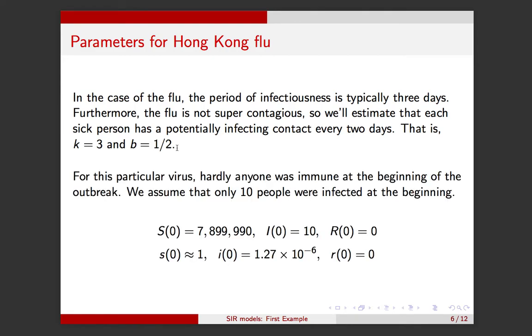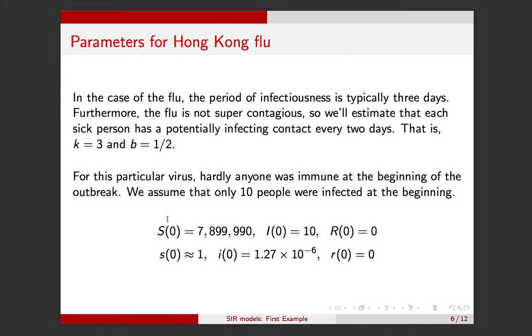For this particular virus, as I said, nobody was immune. We'll assume that there were 10 people infected initially. You could assume any small amount you want, and it's not really going to change the behavior of the model in any significant way. So you could put a 1 right here if you wanted to. Just have one person flying in to infect the city, whatever.